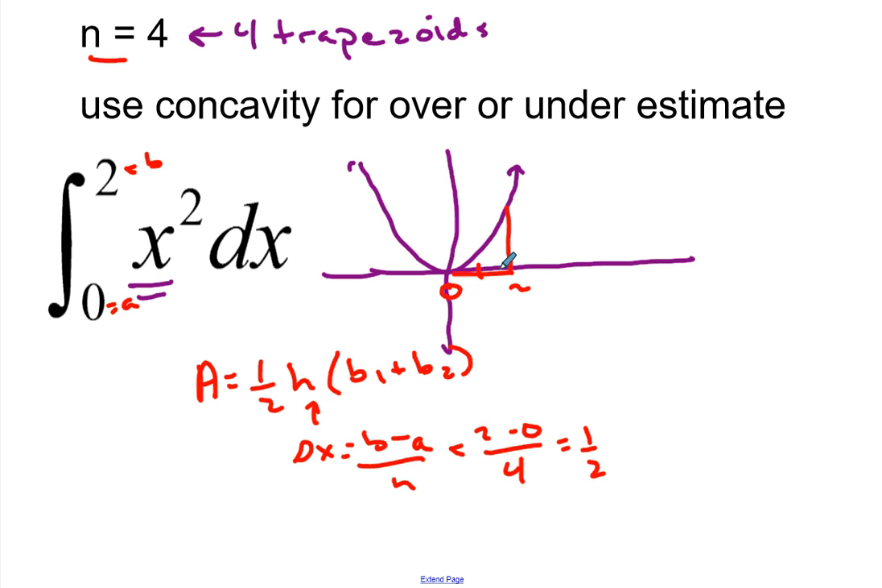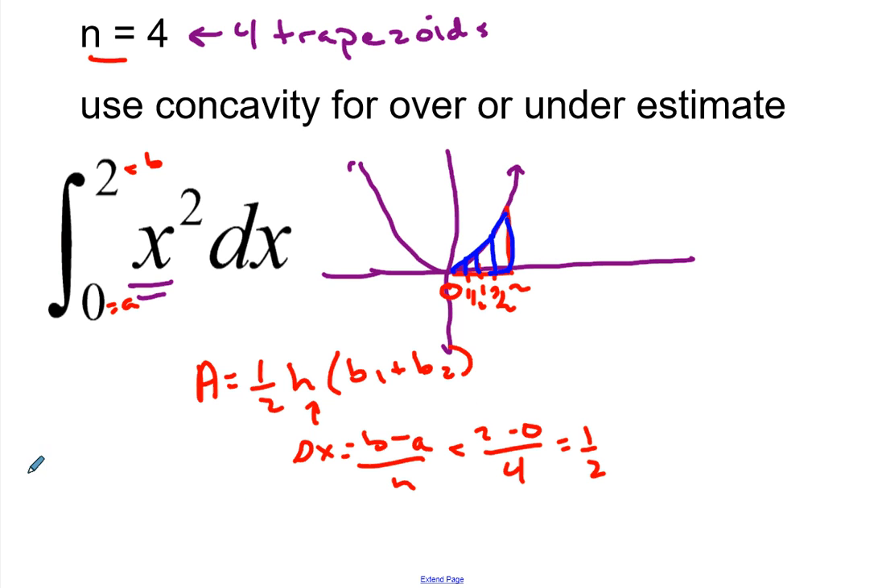So we have 1/2 for each one. From 0 to 1/2, I'm going to have a trapezoid, from 1/2 to 1, from 1 to 3/2, and from 3/2 to 2, another trapezoid. So we have a trapezoid here, a trapezoid there, a trapezoid here, and then a trapezoid for that last one. We're going to fill those in.